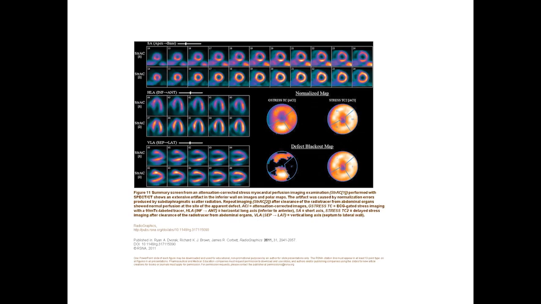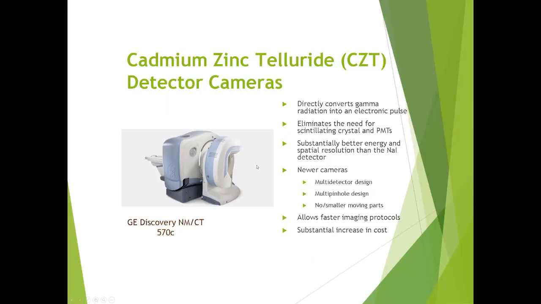This is a similar type of picture where we see that there's a large defect extending from the septal anterior into the lateral walls, and really the inferior wall seems to be the only one that's normal, but we also notice that there's subdiaphragmatic activity there. Now as soon as that subdiaphragmatic activity clears, you can see that the entire myocardium recovers, and this is all done with attenuation correction. So again, you have to take care of the basics of your cardiac nuclear imaging in order to optimize the images that you get.